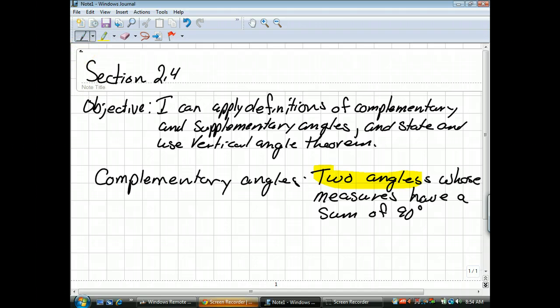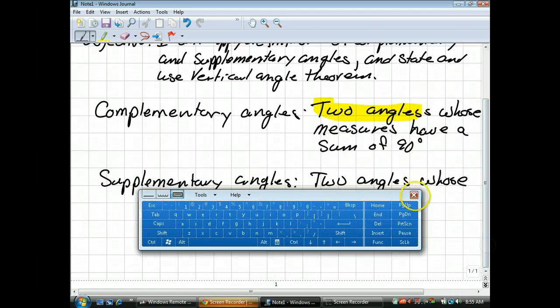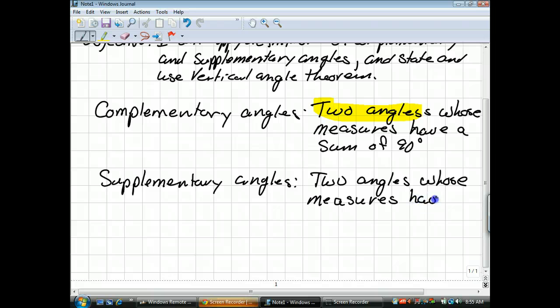And for supplementary, they are two angles. Again, notice that it's exactly two angles whose measures have a sum of 180 degrees.